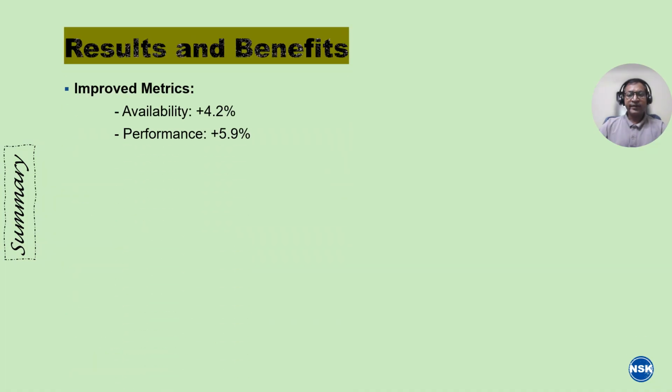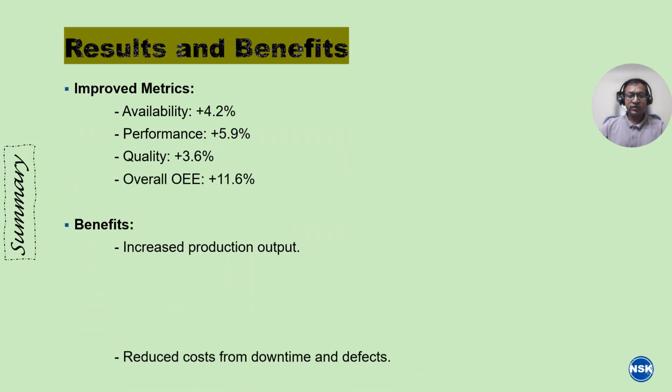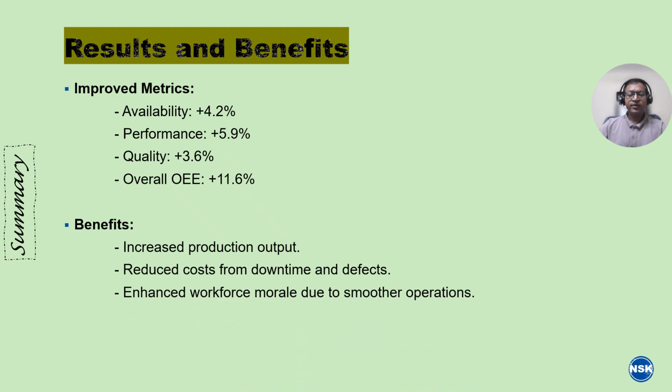The improved result matrix is as follows. Availability improved by 4.2%, performance improved by 5.9%, quality improved by 3.6%, and overall OE improved by 11.6%. Benefits: increased production output by 11.6%, reduced cost from downtime due to maintenance and defects, and enhanced workforce morale due to smoother operations.